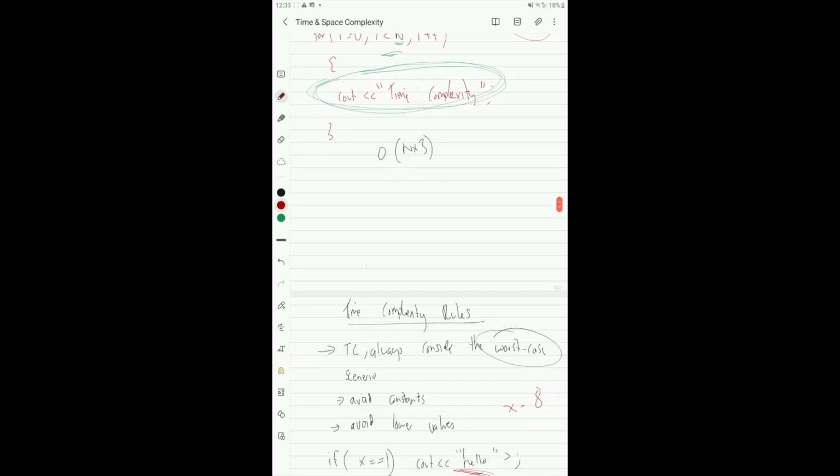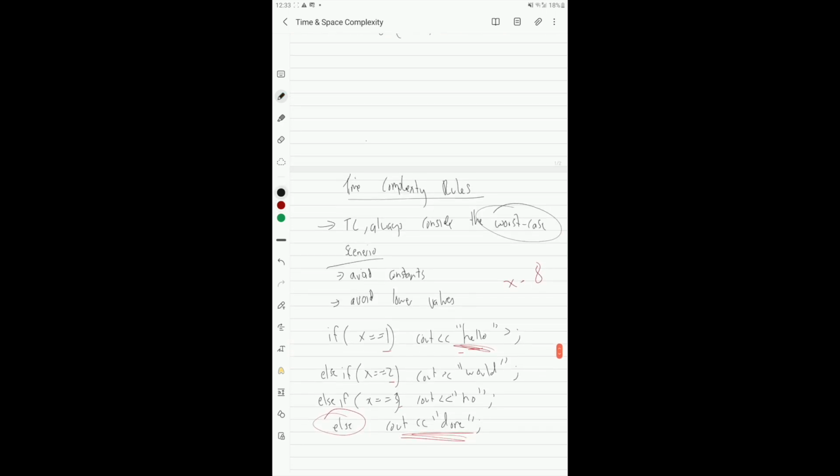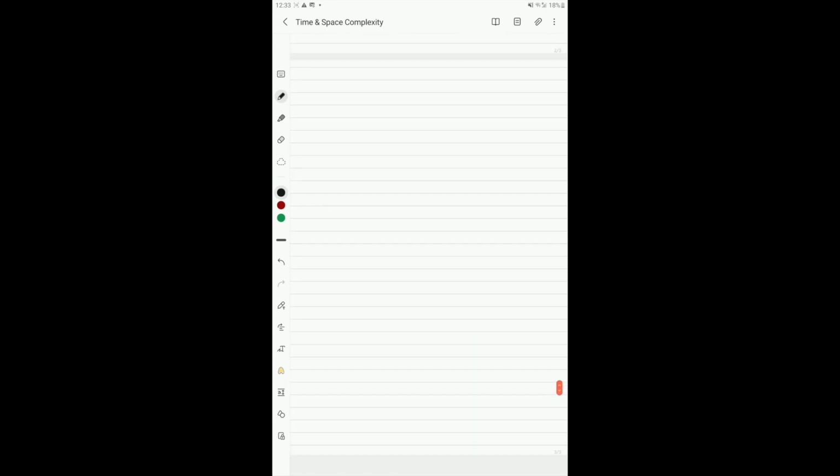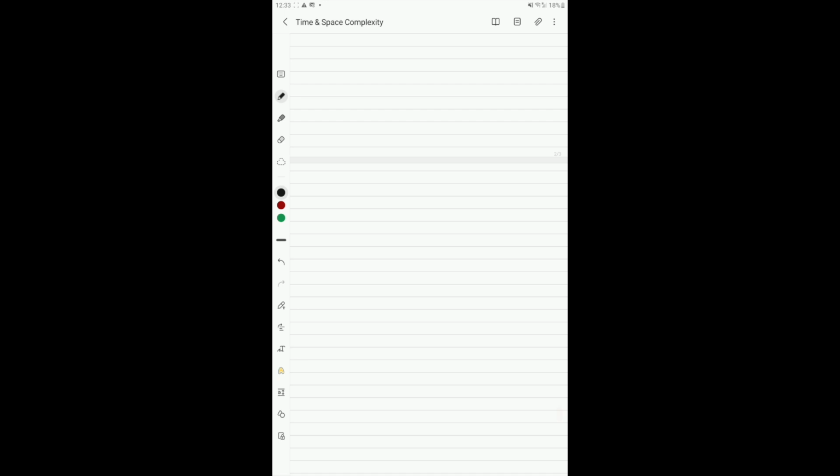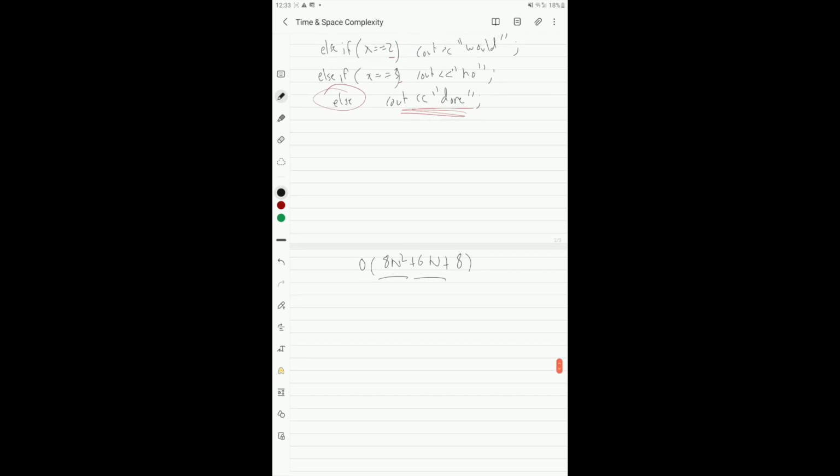Next is avoiding constants. What do we mean by avoiding constants? Let's say you have a notation that looks something like this: 8n squared plus 6n plus 8. So what would you say in this case? I would say that you have these values that are significantly larger than this 8. This 8 won't make a difference at all.